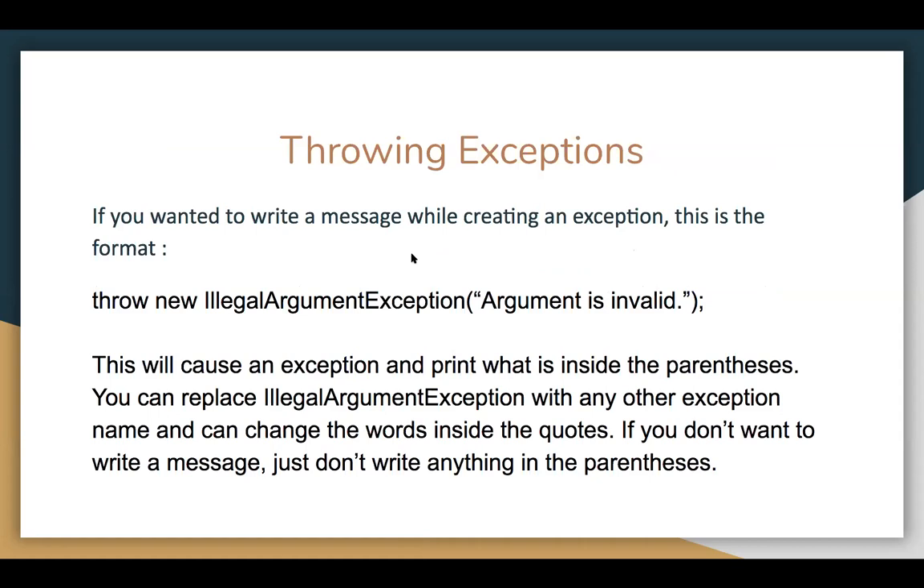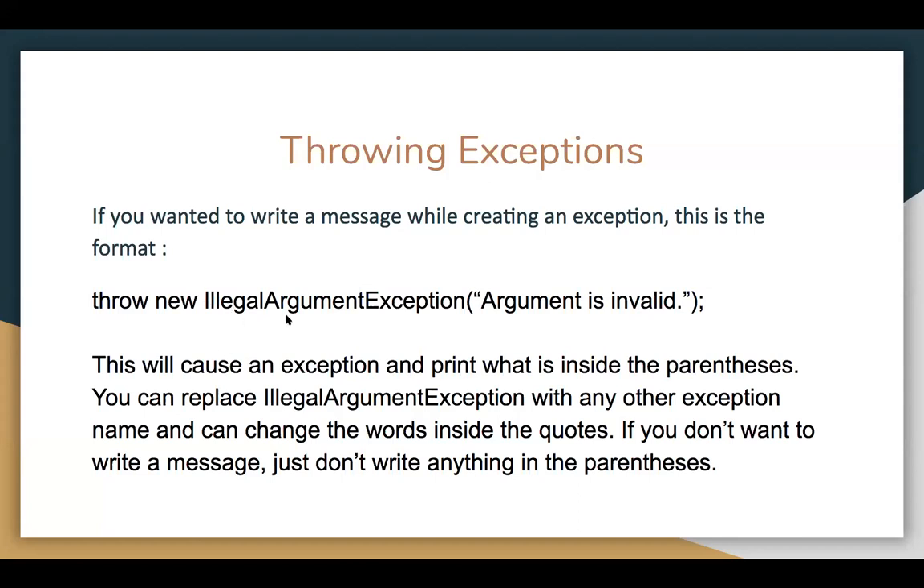Throwing exceptions. I know it's a lot of information, and I think this is the last slide. If you wanted to write a message while creating an exception, this is the format: throw new, your exception name, and then a message here. If you didn't want to write a message when you create an exception, you would just leave this blank and not put anything in the parentheses. What this does is manually create an exception that stops your program.